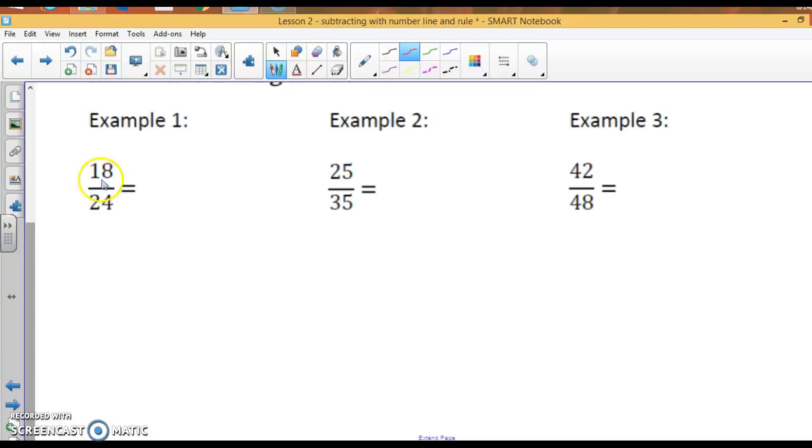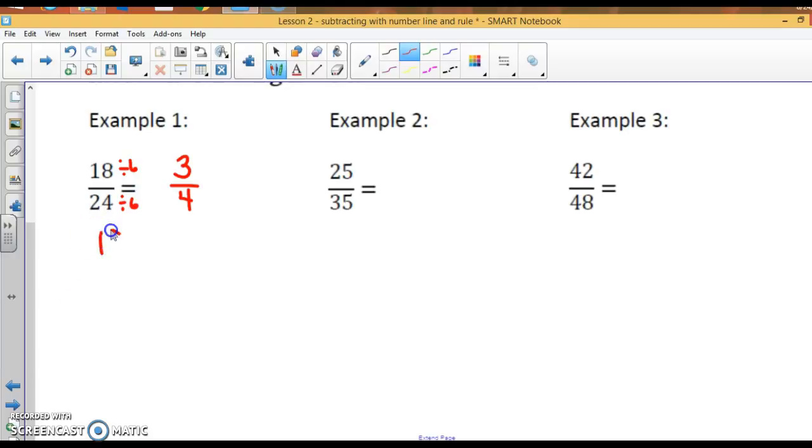For example, the first one, 18/24. Common factor of 18 and 24 is 6. So you can do this mentally. I'm going to write it right now so you can see it. To reduce or simplify this fraction, 18 divided by 6 is 3. 24 divided by 6 is 4. So 3/4 is reduced or simplified.